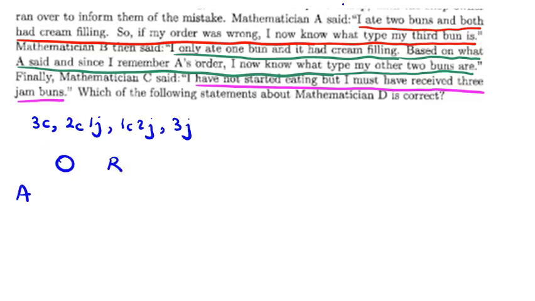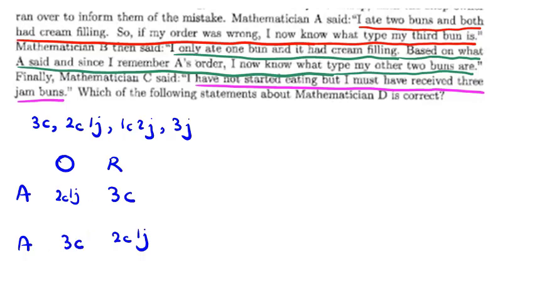Okay, the problem says mathematician A said, "I ate 2 buns and both had cream filling." So A received 3C, or A received 2C, 1J, and he says what? If my order was wrong, it means what? It means that in his order he had 2 cream. Then I know now what type my third bun is. So in this case, the only possible case is 2 cream, 1 jam, because it shouldn't be equal as all the orders are right. In this case, 3C.